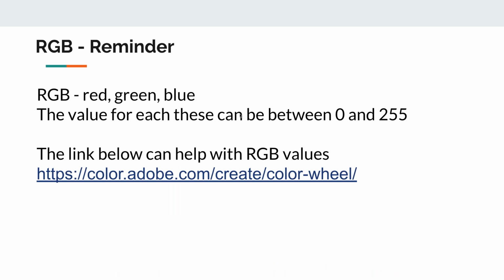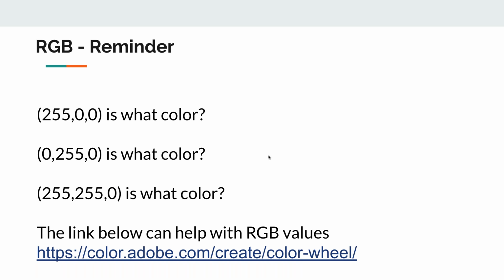Reminder: RGB, red, green, blue. The value of each of these can be between 0 and 255, because it's actually 1 to 256, but we start with 0 because of programming. They have color wheels out there that will help you pick out RGB values, by the way.